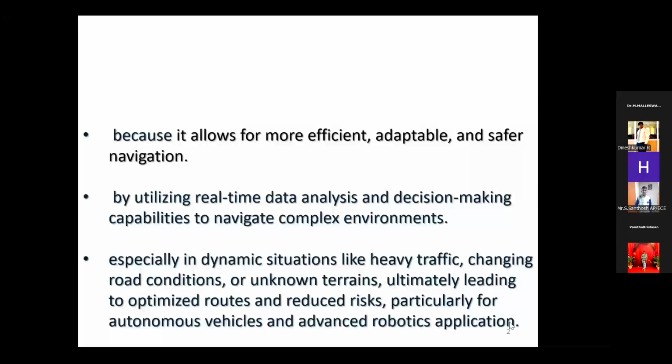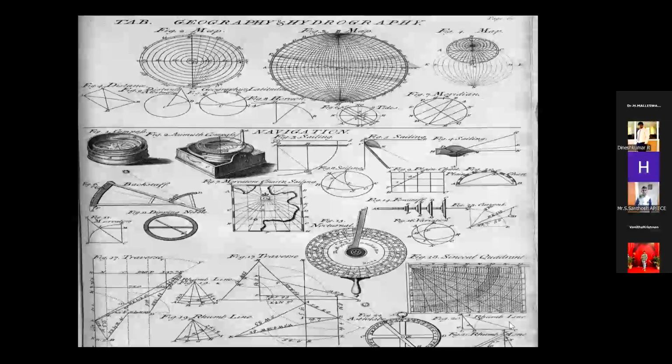and reduce the risks. For these kinds of situations, we need intelligent navigation, particularly for autonomous vehicles and advanced robotic applications, right? So these are the earlier days. People used to represent the navigation process in geography and hydrography concepts. They were able to navigate, right?